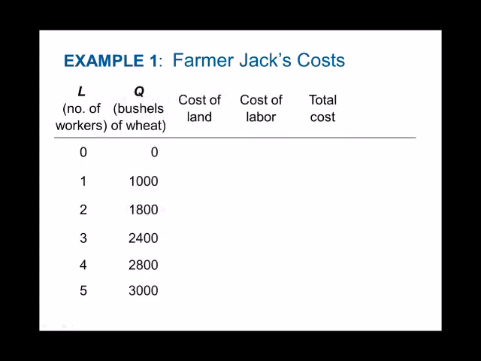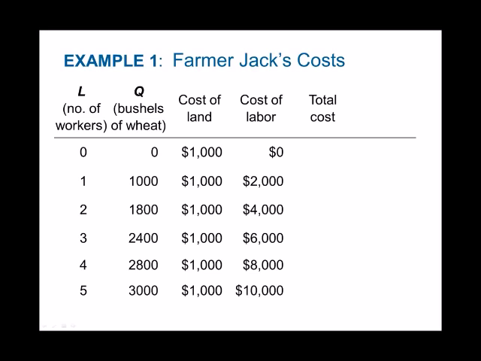Now, if we look at this, we have number of workers and bushels of wheat. No matter how much Farmer Jack produces, the cost of land is still the same, $1,000 per month. That's probably the amount of rent he has to pay. The cost of workers goes up as he hires more workers. If each worker costs $2,000, then when he hires one worker, total cost is $2,000. When he hires 3 workers, total cost of labor is $6,000. When he hires 5 workers, the cost of labor is $10,000.